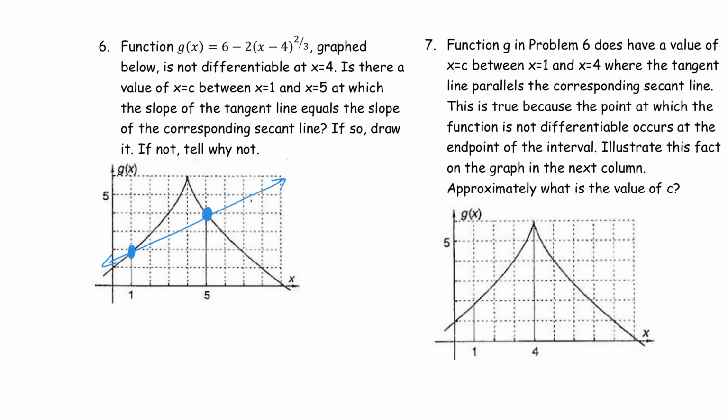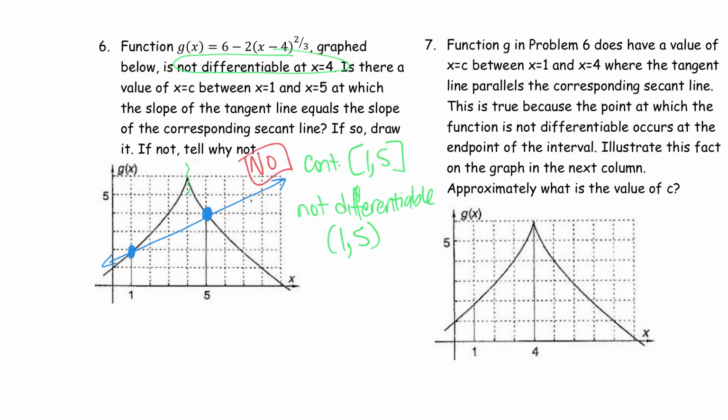All right, so in number 6 here, it tells us about the secant line between 1 and 5, but it also tells us this important information that we're not differentiable at x equals 4. So since 4 is between 1 and 5, that means that the mean value theorem does not work here. We cannot actually say that there is definitively a spot where x equals c between 1 and 5 where the slope of that tangent would equal the slope of the corresponding secant. So even though it's continuous on the interval 1 to 5, it is not differentiable. So our answer here would be no, because it's not differentiable on that interval.